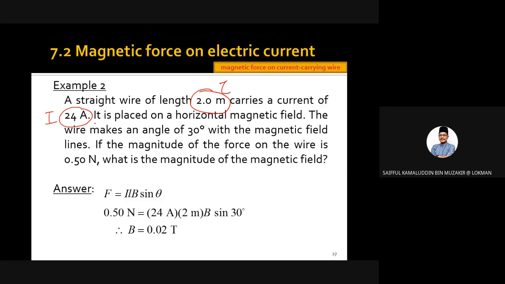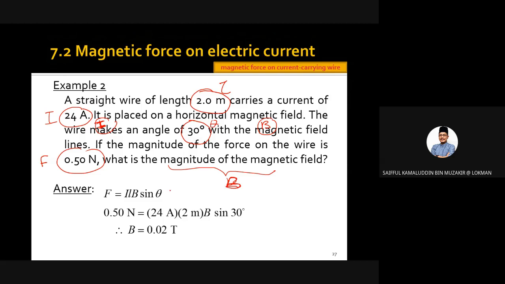The wire carry the current. Magnetic field is B. Yes, this is correct. This is the angle between the I and B. This is the theta. So we have theta over here. If the magnitude of the force on the wire is given, now this time the force is given. What is the magnitude of magnetic field? B. We want to find B.